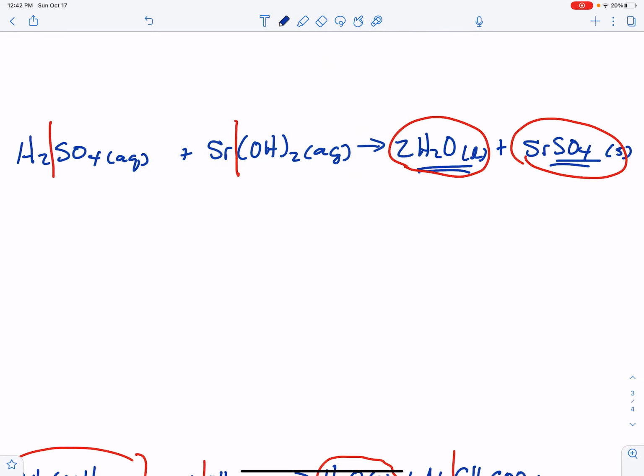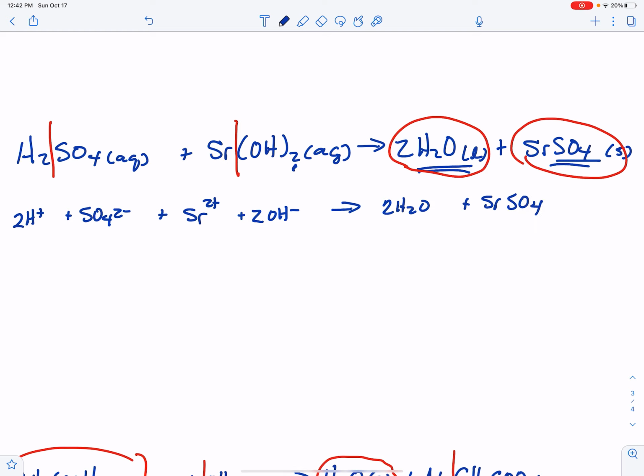So if I was going to write this as a net, I'll do the AQs in a minute, but 2H plus SO4 2 minus plus Sr 2 plus, and there's a 2 here, 2 OH minus goes to 2 H2O plus SrSO4. So that's a solid, that's a liquid, that's AQ, that's AQ, that's AQ, and that's AQ. But I don't have anything that breaks apart.